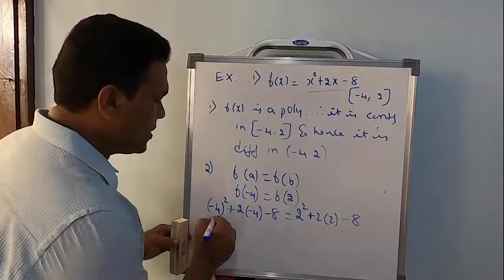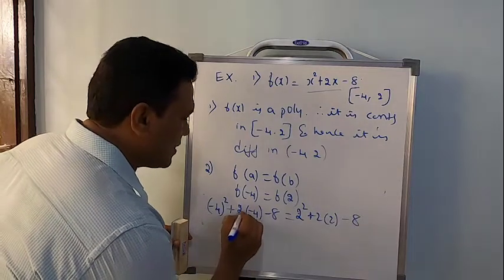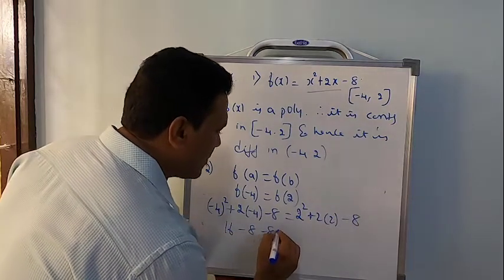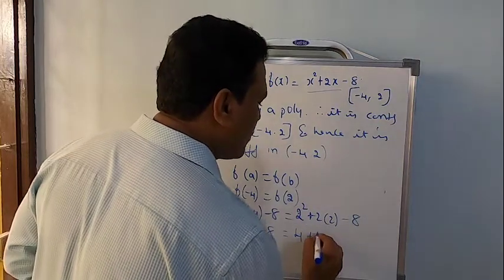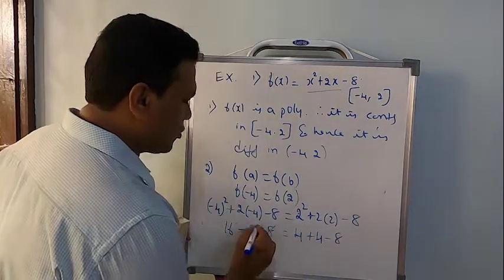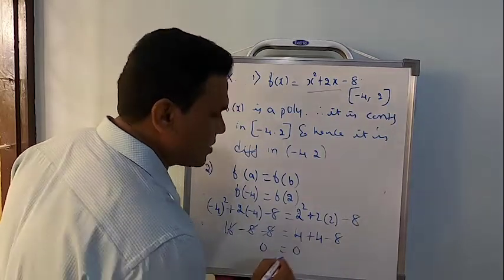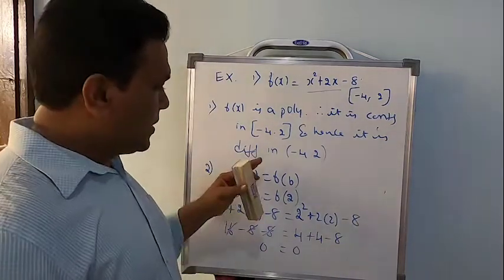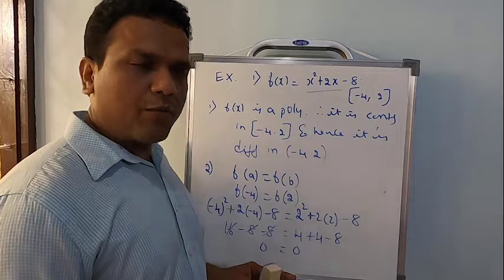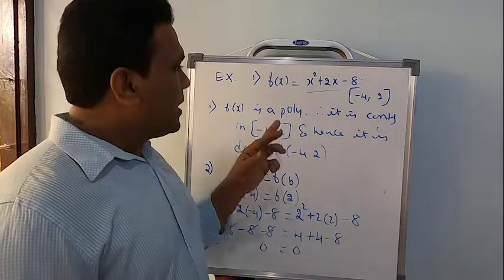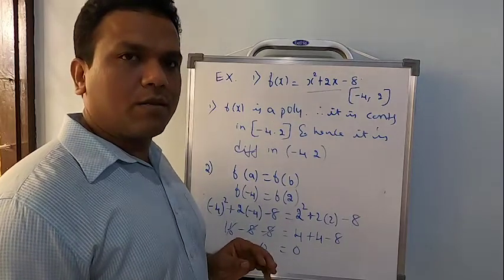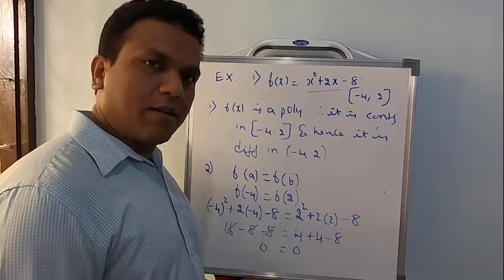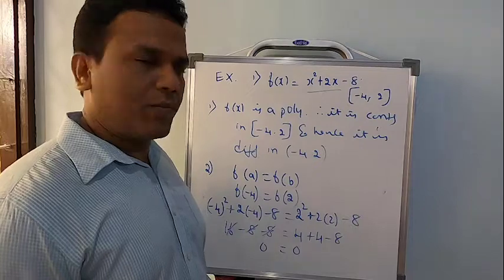Let's simplify this now. So minus 4 square will be 16 and this will be minus 8 minus 8. And here it is 4, right? And here it is 4 minus 8. Notice both the sides you will get the same value. That means f of a is equal to f of b. Step by step you need to check. If a function is not continuous, nothing to check from there onwards. If this condition is not satisfied, don't proceed and find out the next step, right?